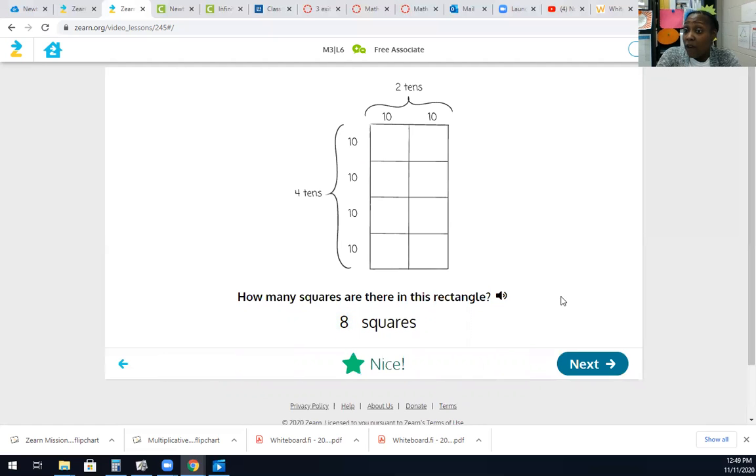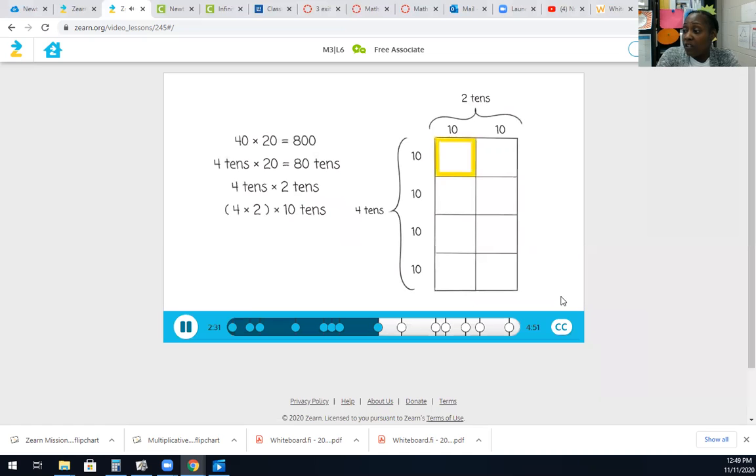Does that equal the right amount? Remember what we came up with before? Each square has a length and a width of 10, and 10 times 10 is 100. So the area of each square is 100. And there are 2 times 4 squares in this rectangle, so that's 8 squares. Great. How does this rectangle show 4 tens times 2 tens equals 8 hundreds?